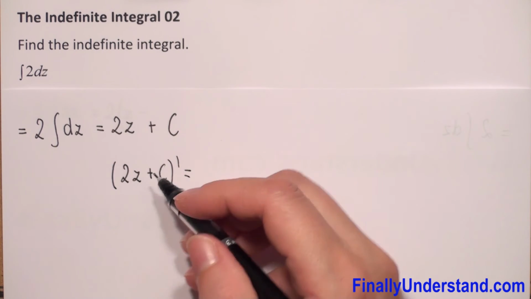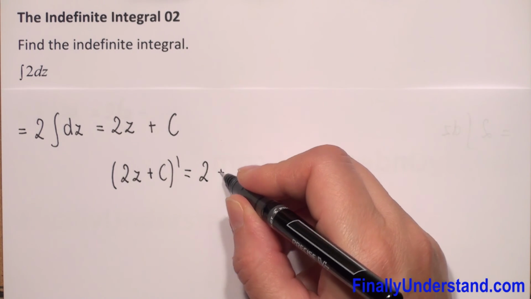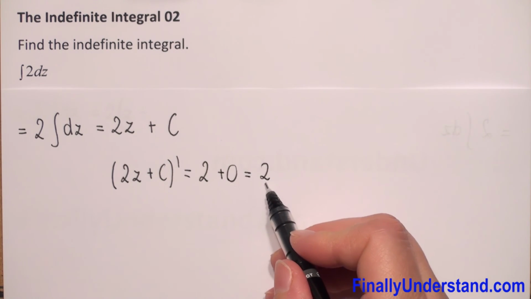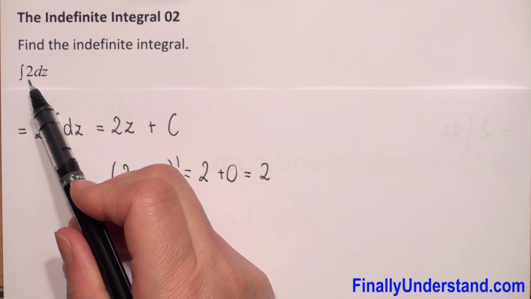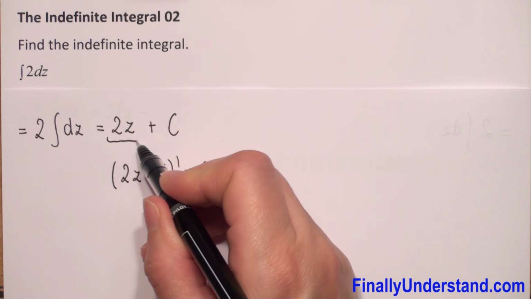The derivative of 2z is 2. The derivative of a constant is 0. So we have 2 plus 0, which is 2. We got exactly the same function which we had at the beginning. So everything is correct. This is my solution.